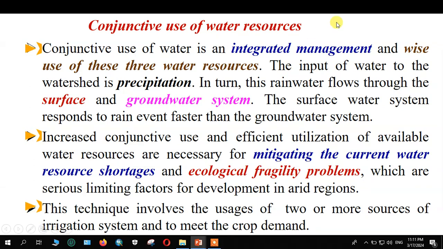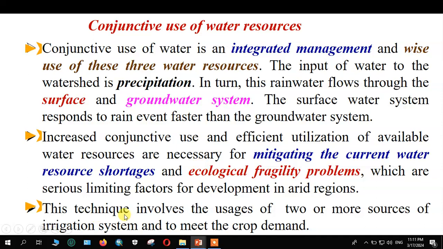The input of water to the watershed is precipitation. In turn, this rainwater flows through the surface and groundwater systems. The surface water system responds to rain events faster than the groundwater system. Increasing conjunctive use and efficient utilization of available water resources are necessary for mitigating the current water resource shortage and ecological fragility problem, which are serious limiting factors for development in arid regions.